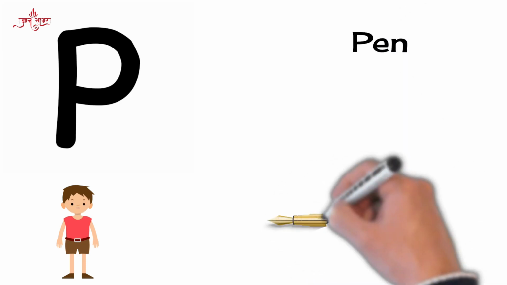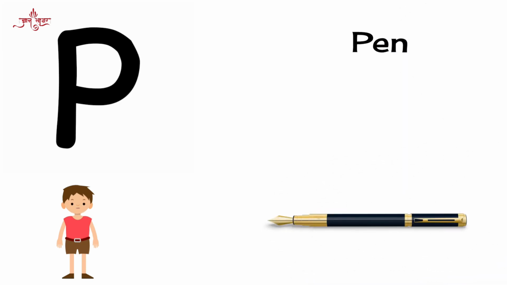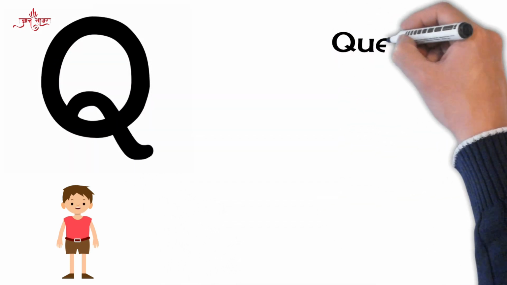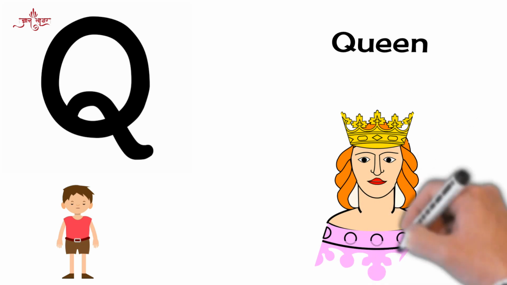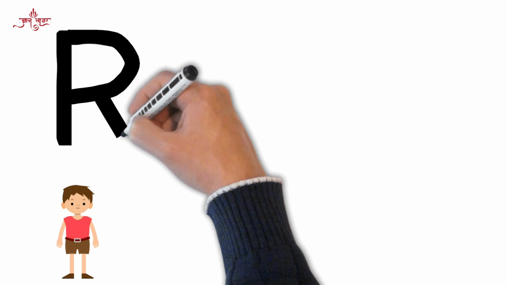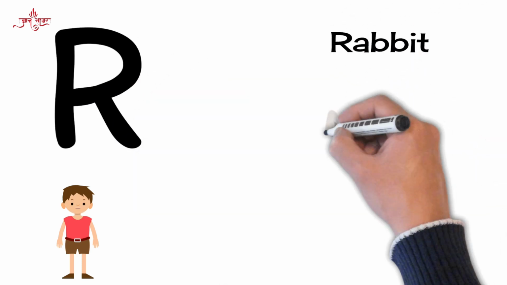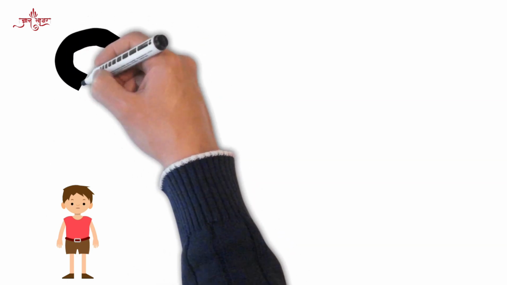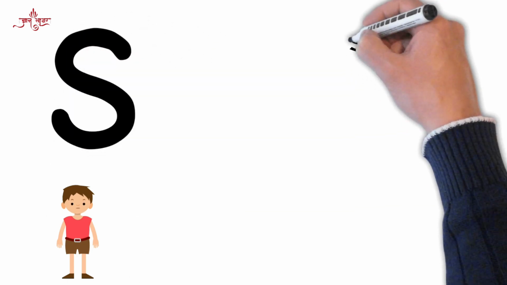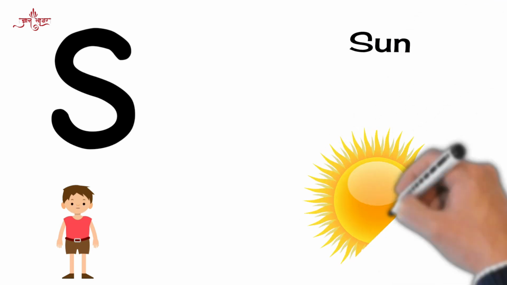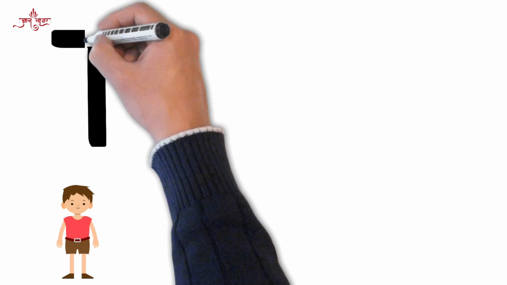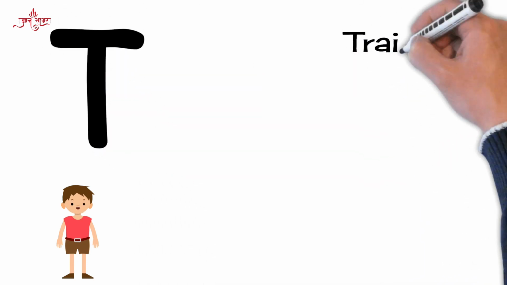P for pen. Q for queen. R for rabbit. S for sun. T for train.